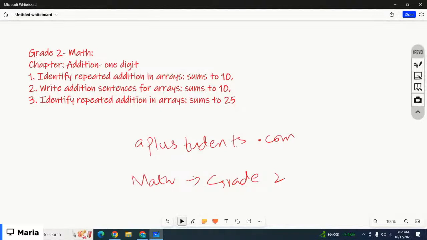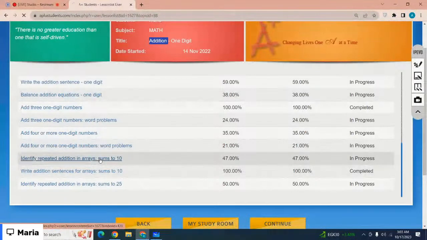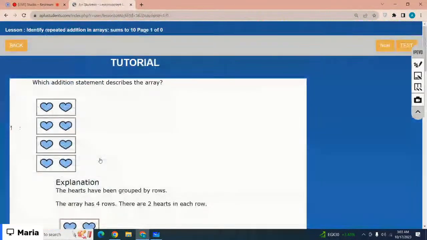So we're working on addition one digit, right? We're going to see how we identify repeated additions that sum to 10. Let's start with the first lesson here. I'm on grade 2 math, the chapter we're working on is addition one digit, and the lesson is identify repeated additions in arrays sum to 10. Okay, so what is repeated addition?